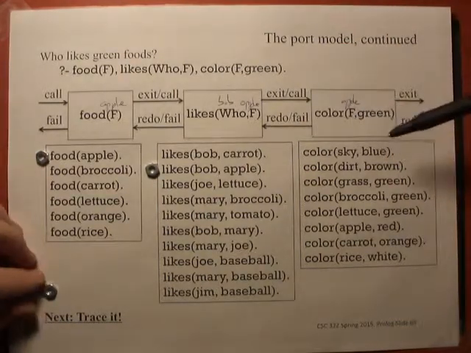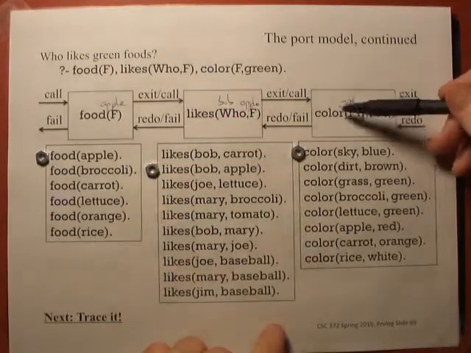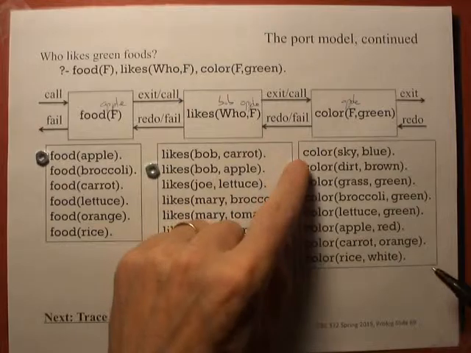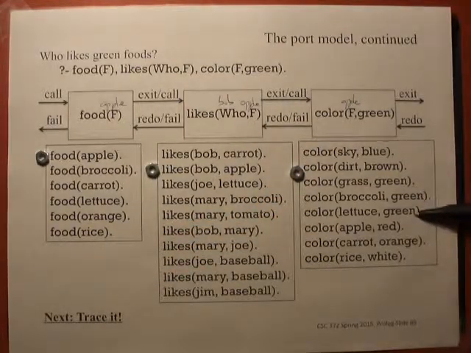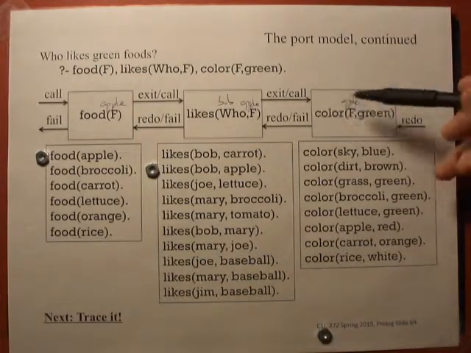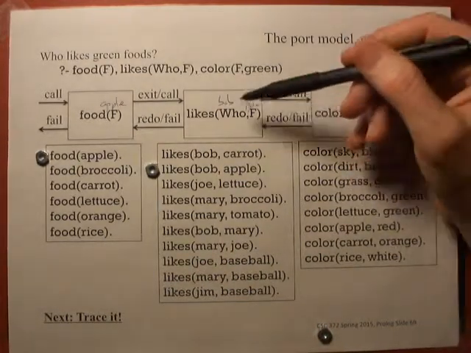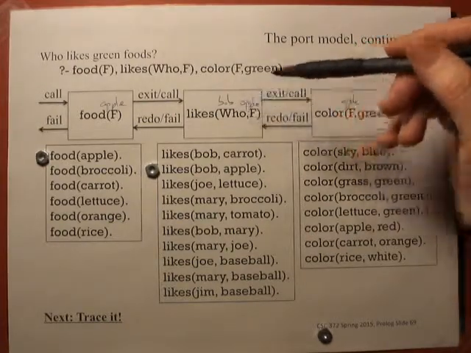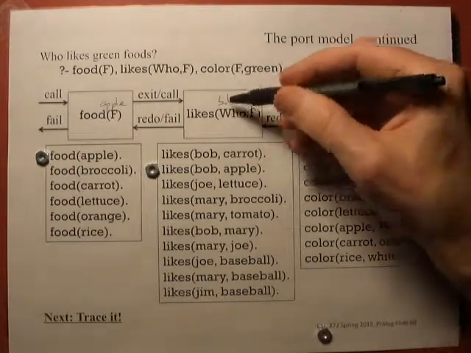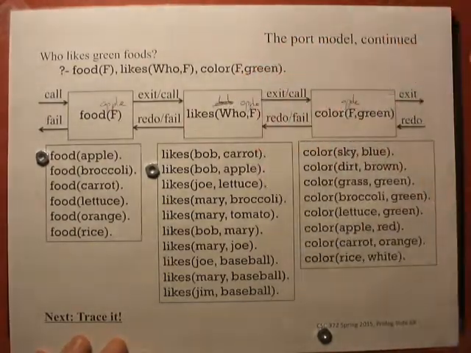And now we're looking in color for color apple green. And it so happens that we go through all these and we don't find it. So that causes this goal to fail. We go out the fail port, we go in redo, and when we come in redo, we undo the instantiations that were made in this goal. And that was Bob, so I'll just scratch that out.